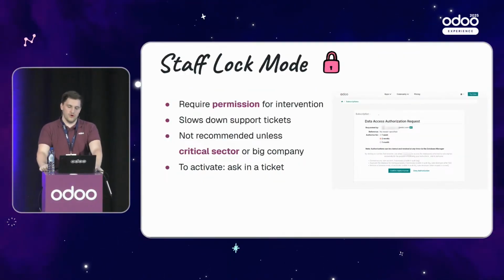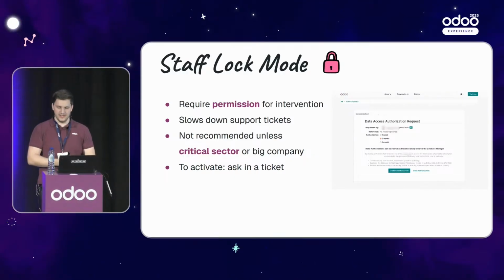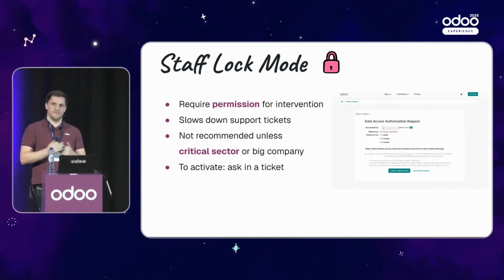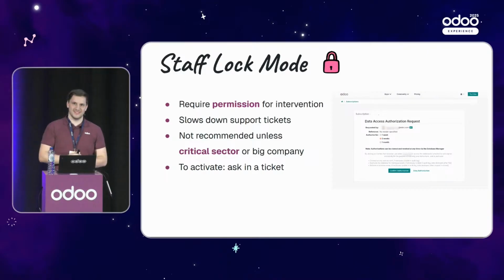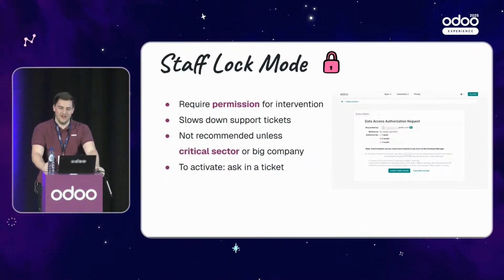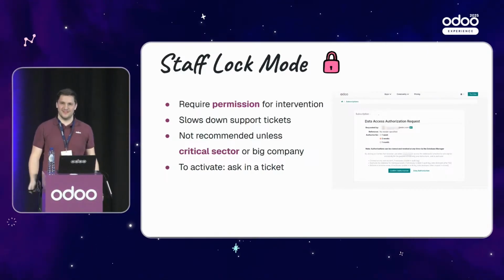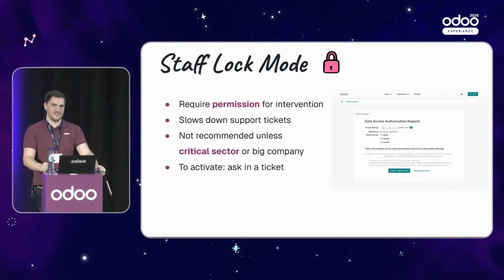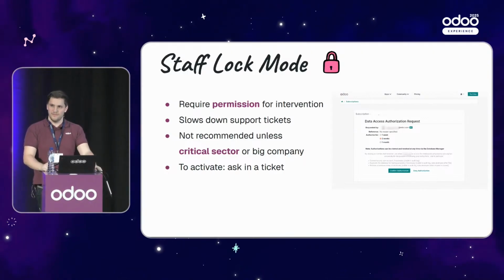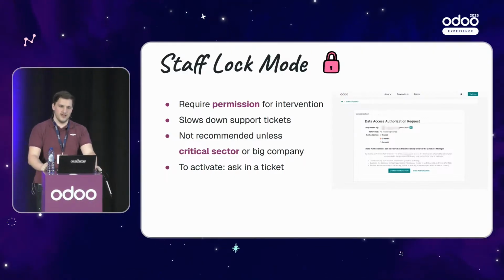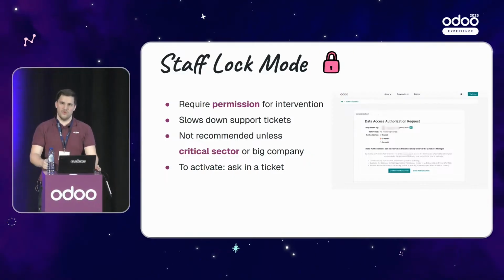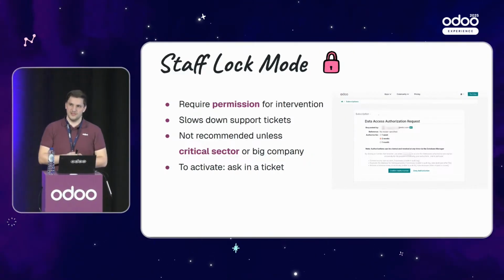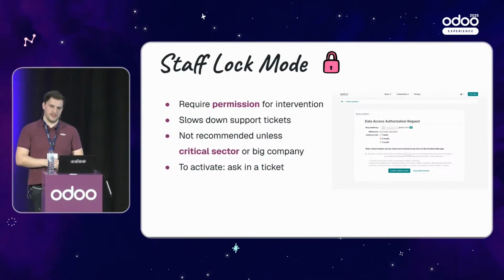Now, if you're on Odoo SaaS or Odoo SH and you have a problem, you usually contact support. Support has access to every single database within Odoo. Of course, this is what we want, because we want to give the best support that we can. But for some organizations, especially ones in a critical sector, such as healthcare, or a big company where supply chain attacks become a real risk, we also have staff log modes. These modes require support agents to ask for permission before they're allowed to enter the database.